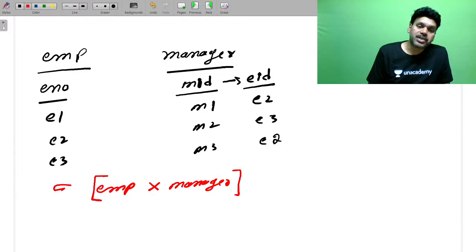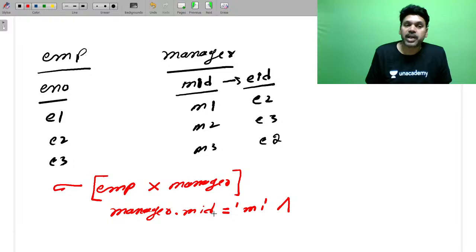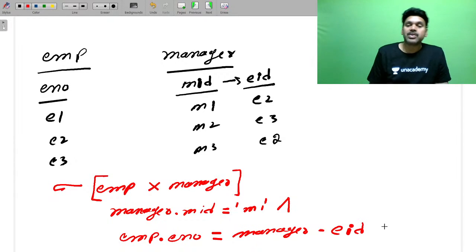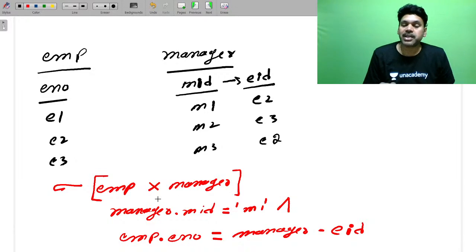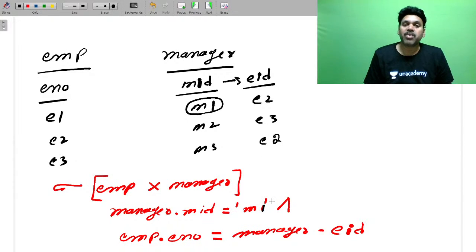Then I'm going for a condition using a selection. What is that? Manager.mid is equal to M1, and one more condition I'm asking, employee.enumber is equal to manager.eid. So you tell me how many tuples you are going to get using this. First, manager.mid is equal to M1. So our target is this only. The remaining we don't want because he's asking only M1 manager data.